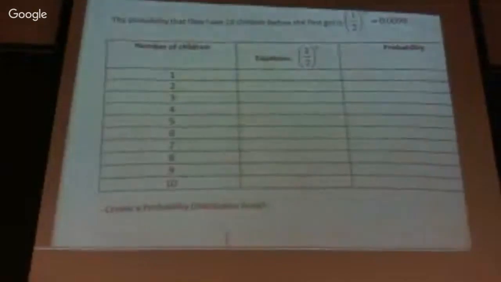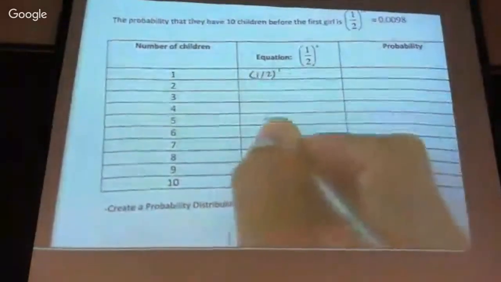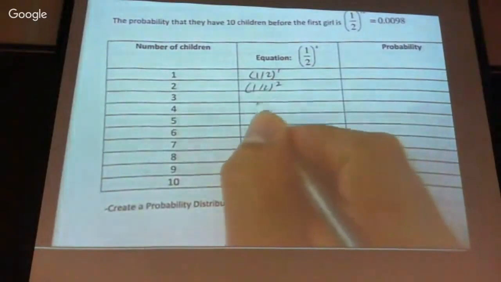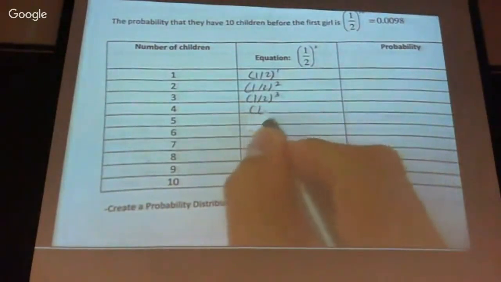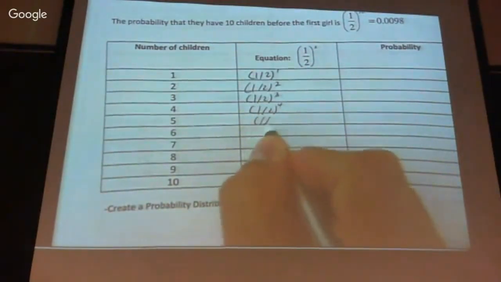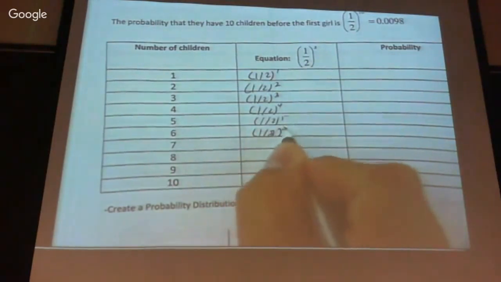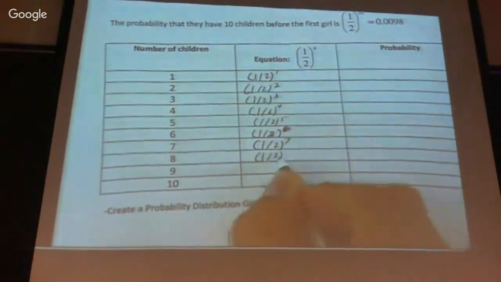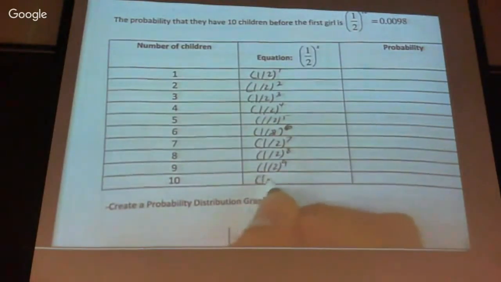To figure out that probability, we'll do the work out first. The chance that the first one's a girl is 1/2 to the 1. The chance that the second one's a girl is 1/2 to the 2. The chance that all 3 are girls is 1/2 to the 3. All 4 are girls, all 5 are girls, and all in a row, we know eventually a boy's going to pop up. But you do hear stories of someone having 4 girls in a row or 4 boys in a row or something like that.